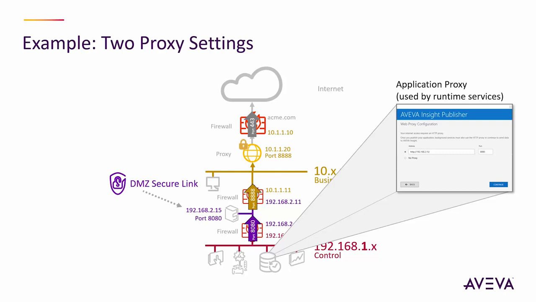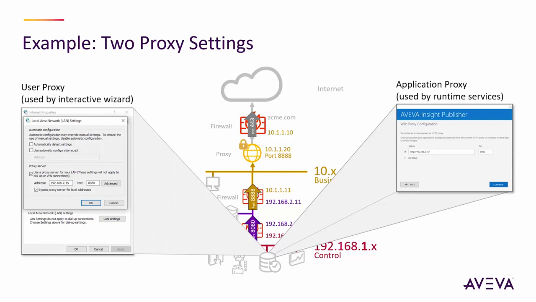Older versions of Wonderware Historian don't have this proxy setting as part of the setup wizard, so you may need to specify the proxy in a configuration file. Look online for details about that. Then the publisher's interactive configuration also needs a proxy to be able to get to the internet, and that would use your user proxy that's configured in Windows.